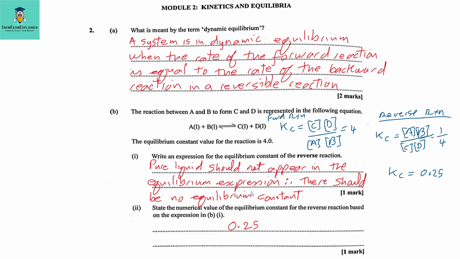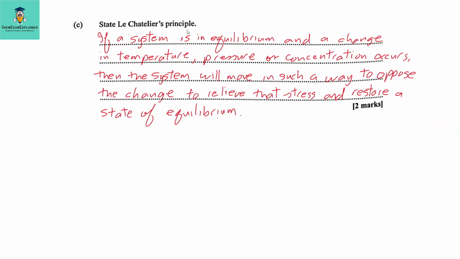Let's continue. Part C, state Le Chatelier's principle. Now, if a system is in equilibrium and a change in temperature, pressure, or concentration occurs, the system will move in such a way to oppose the change, to relieve that stress and restore a state of equilibrium. So whatever stress you put on the system, it will oppose the change. So if you increase pressure, the system will decrease pressure. If you increase temperature, the system will decrease temperature. If you increase concentration, the system will move in such a way to decrease the concentration and return to equilibrium.